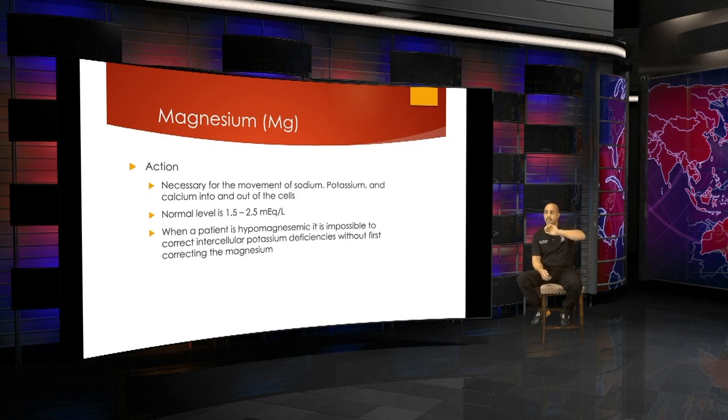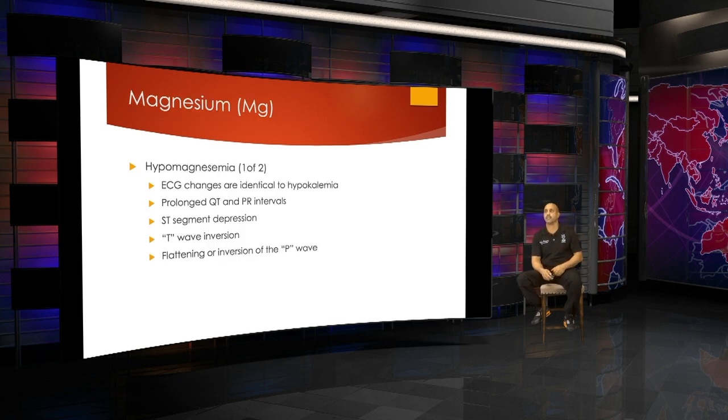So when a patient is hypomagnesemic, as you can see in the slide, it says it's important to correct the intracellular potassium deficiency without first correcting magnesium, because a lot of times the issue might be potassium, not so much magnesium. And when you correct that, you correct magnesium. You cannot correct magnesium if potassium is a problem. You won't correct it. So you always got to correct potassium first, okay?